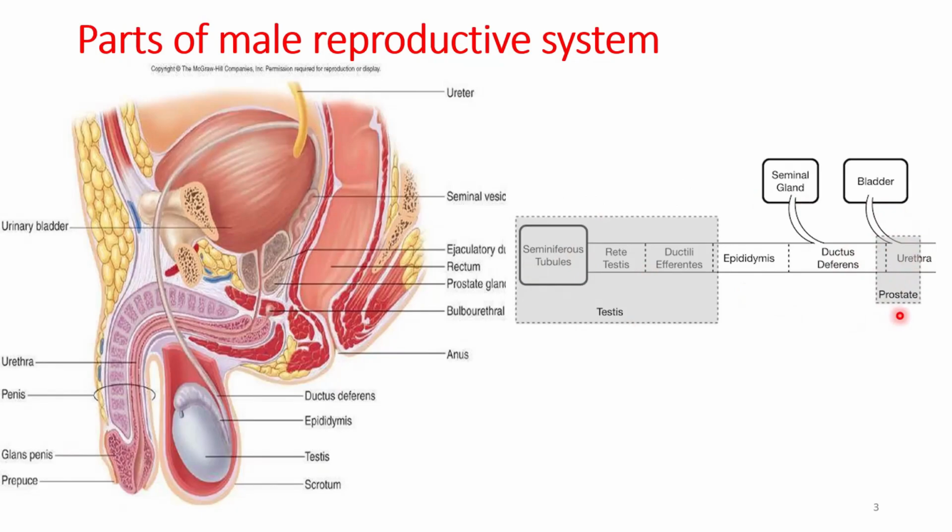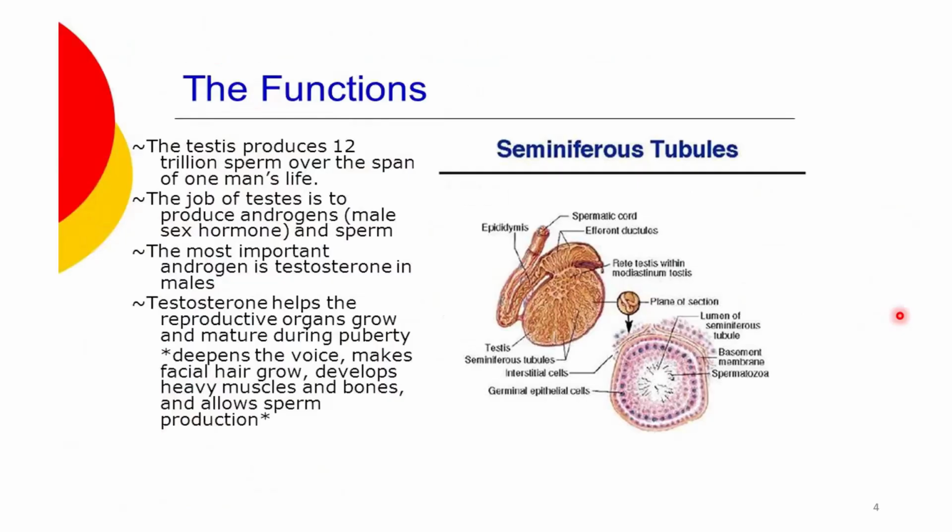using the penile urethra. So what are the functions of the testis? We start off by looking at the testis. The testis has seminiferous tubules in it, and it produces about 12 trillion sperm over the span of a man's life. So it's quite a number of sperms that are produced.